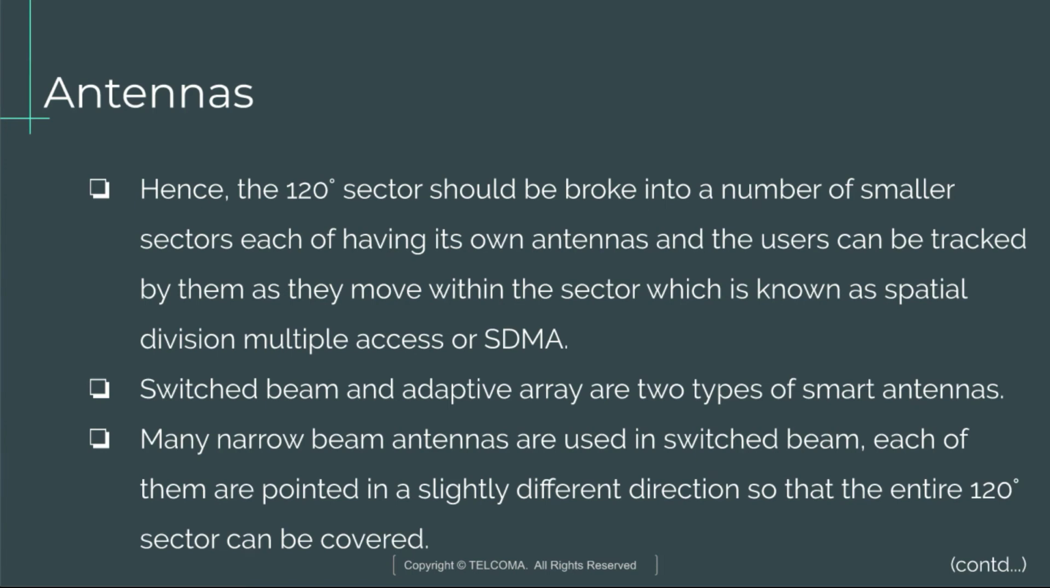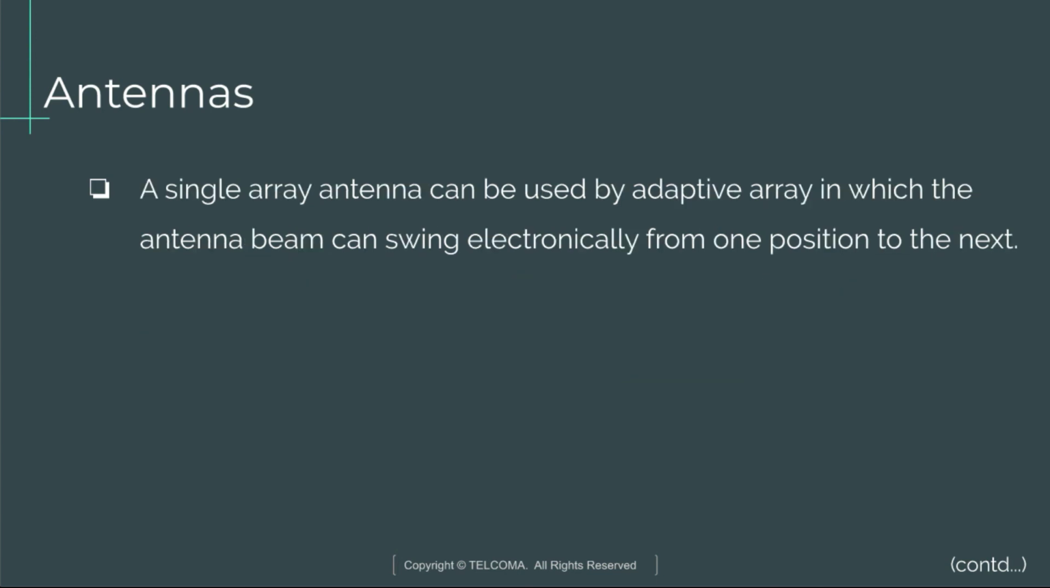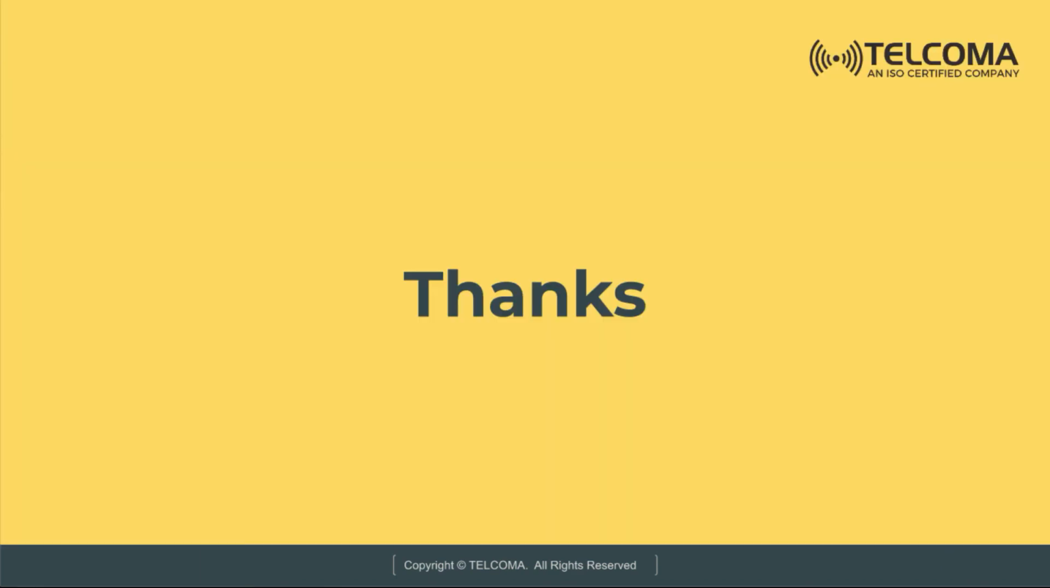Switched beam and adaptive arrays are 2 types of smart antennas. Many narrow beam antennas are used in switched beam. Each of them are pointed in a slightly different direction so that the entire 120-degree sector can be covered. A single array antenna can be used by adaptive array, in which the antenna beam can swing electronically from one position to the next. So this is all in this lecture.